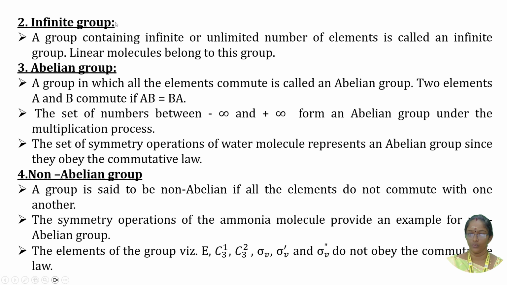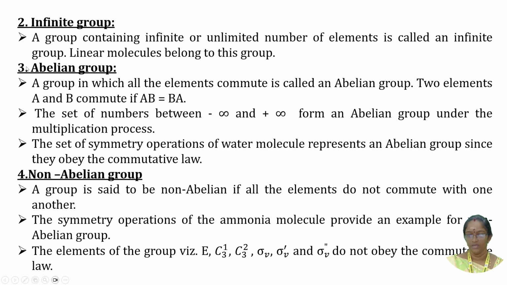Infinite group is defined as a group containing an infinite or unlimited number of elements, and linear molecules belong to this infinite group. Abelian group: a group in which all the elements commute is called an abelian group. The two elements A and B commute if AB is equal to BA. The set of numbers between minus infinity and plus infinity form an abelian group under the multiplication process, and the set of symmetry operations of the water molecule represents an abelian group since they obey the commutative law.